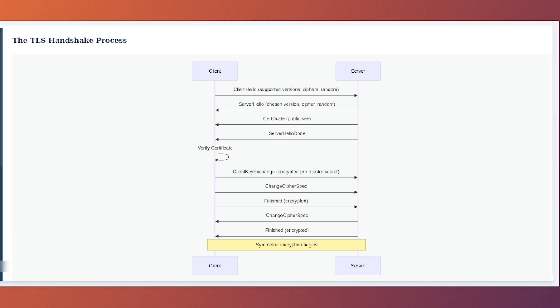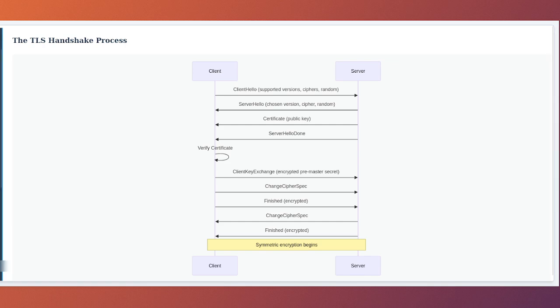The process begins with the client hello message. Your browser essentially says, "Hello server, I would like to establish a secure connection. Here are the TLS versions I support, the cipher suites I can use, and a random number I have generated." This random number is crucial. It will be used later to generate the session keys.